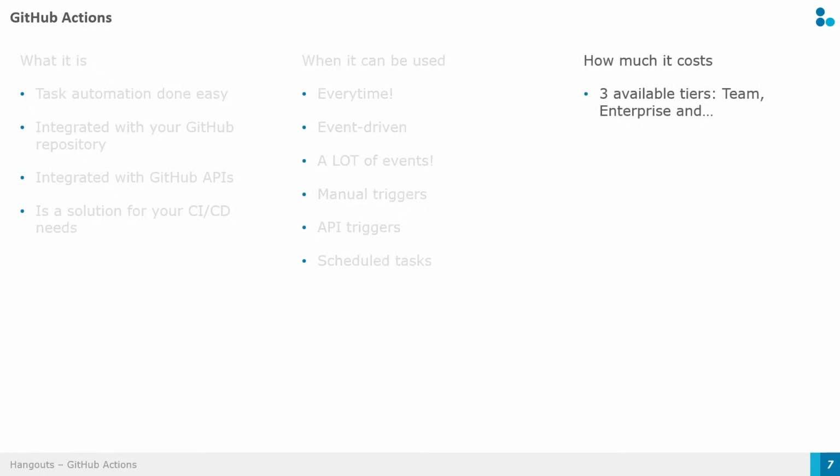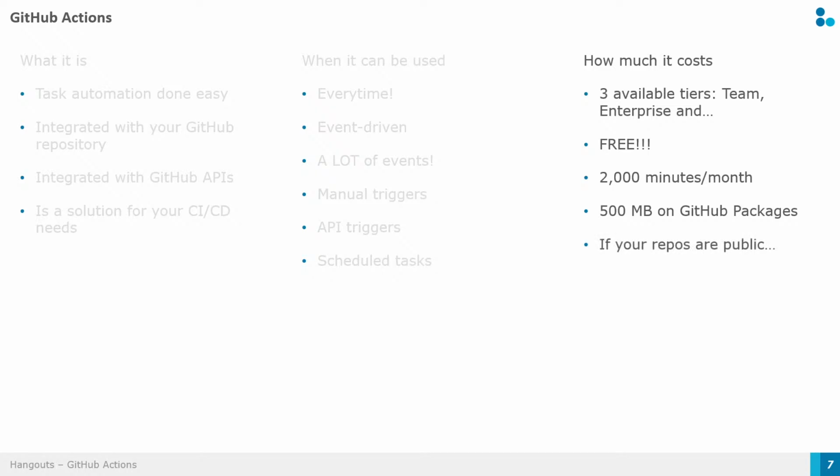And how much it costs? It has 3 tiers today. It's Team, I think it's $4 per person per month. Enterprise, that's $21 per person per month. And there is a free tier that's for people like us who just want to have a repo on GitHub. This free tier gives us 2,000 minutes a month and 500 megs of GitHub packages to upload. But these are only if you're using a private repository, because if your repos are public, it's completely free.